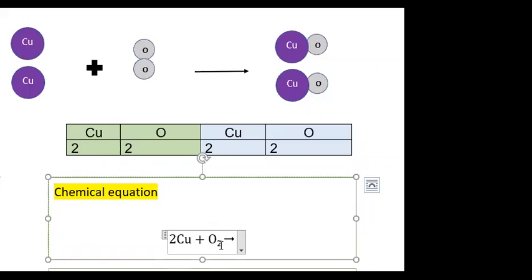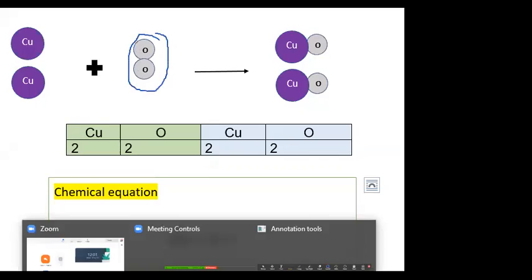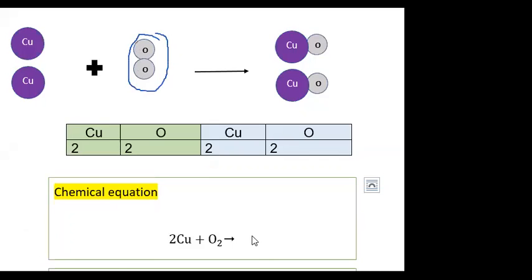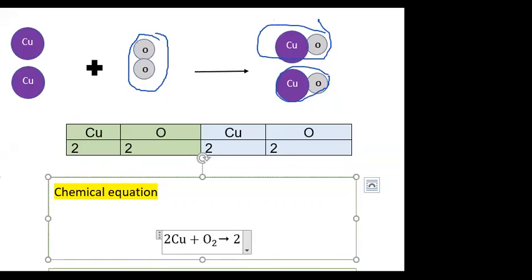Why do I put the number next to the letter? Because that tells me how many atoms there are in one molecule, right? So remember that this is just one molecule of oxygen. All right. And lastly, I get copper oxide, right? And I have 2 molecules of copper oxide. Right. So whenever I have more than one molecule, I must put the number before. I must put the coefficient.